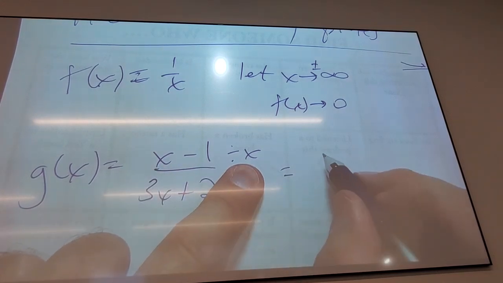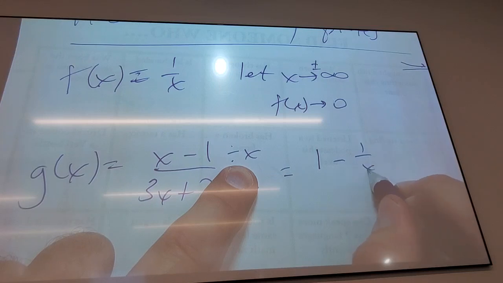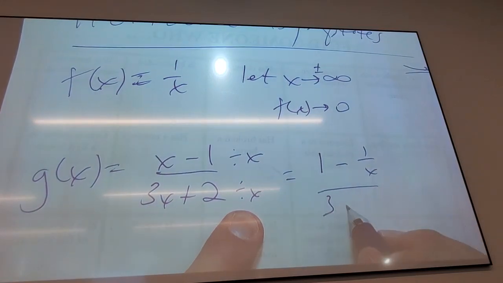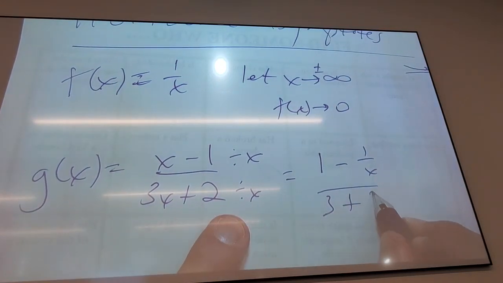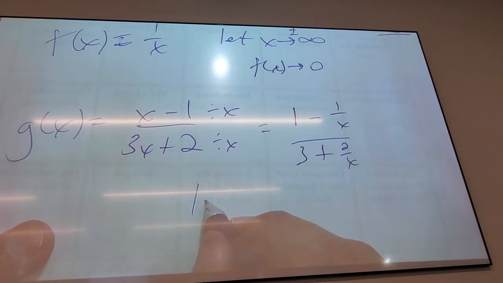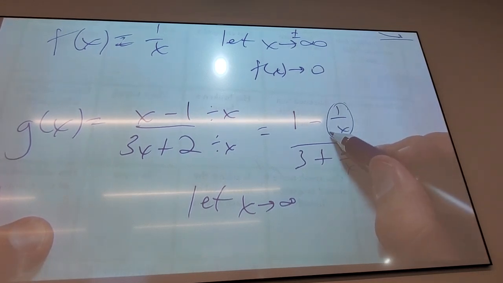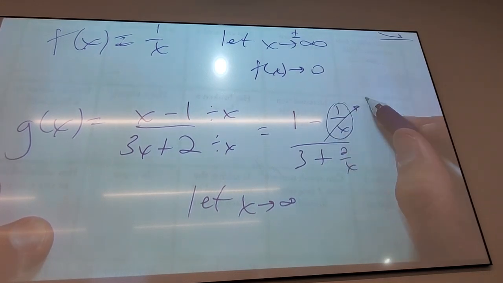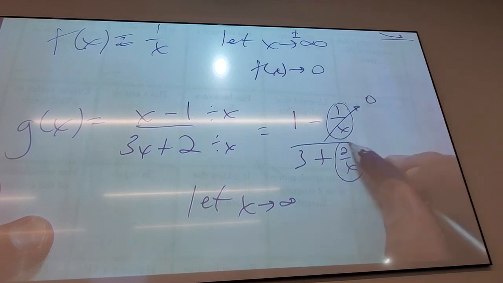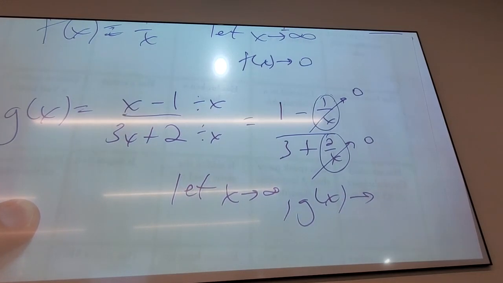What's x divided by x? 1. What's 1 divided by x? What's 3x divided by x? 3. And what's 2 divided by x? 2 divided by x. What happens if I let x get really big? What happens to this? It goes to 0. What happens to this? It goes to 0. So what do I get? What's the only thing left alive? Yeah, 1/3.